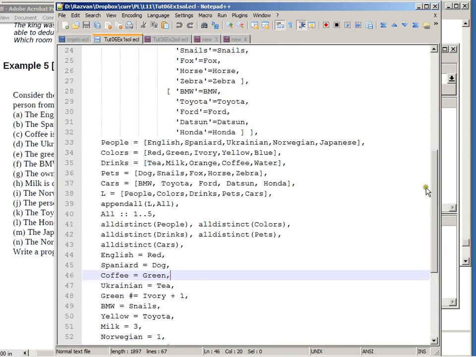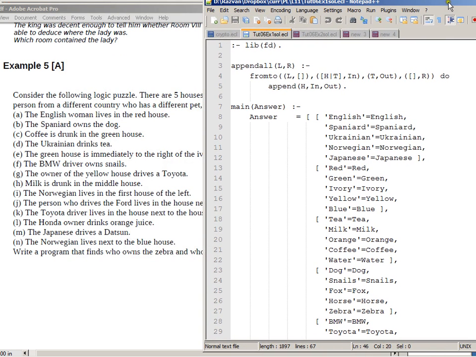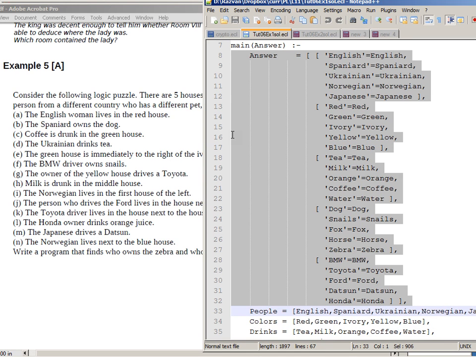But we have to set up a certain framework, a certain environment to be able to do that easily. So we're going to have 25 variables: 5 people, 5 colors of houses, 5 pets, 5 drinks, 5 makes of cars. And what you see here is just a means to provide nice output, right? So we don't want to be too concerned with that.